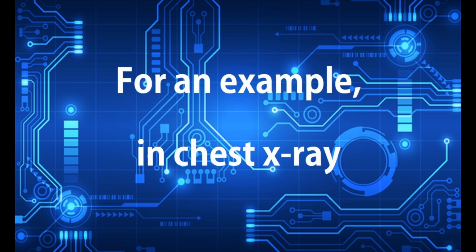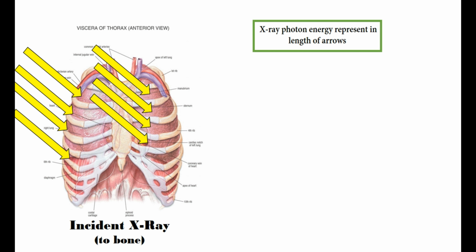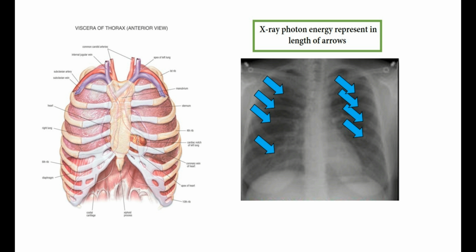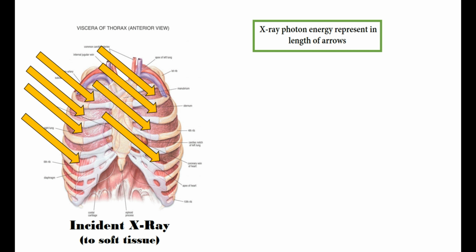For an example, when 110 kV is used in chest X-ray, both bone structure and the soft tissue will be more transparent. Hence, the image will show low contrast.